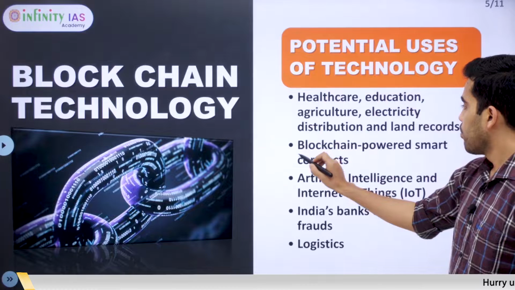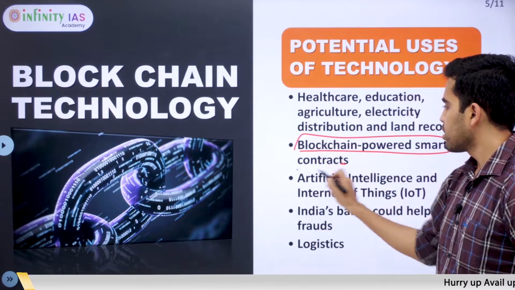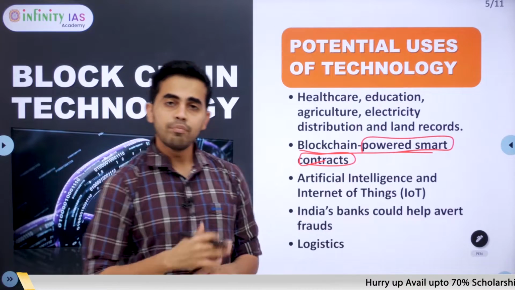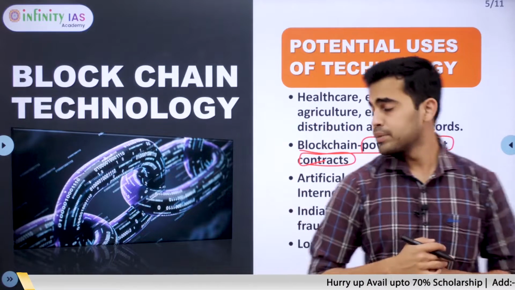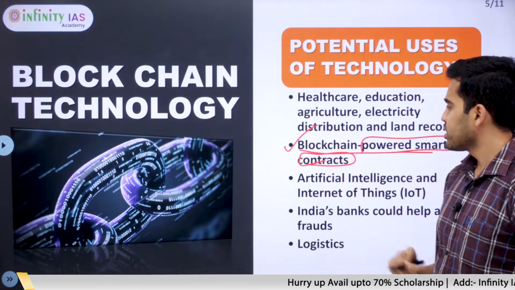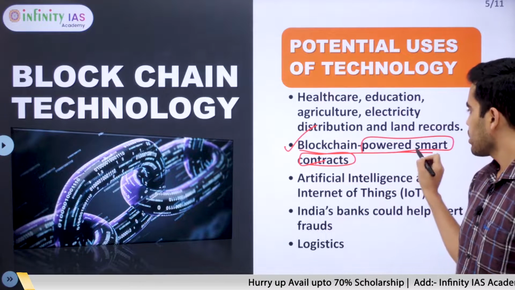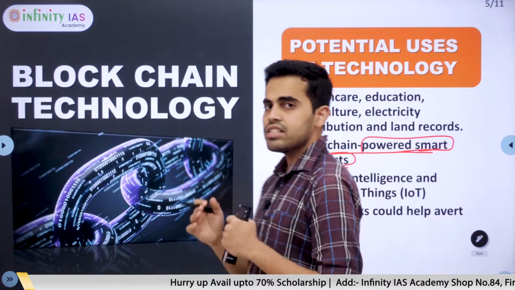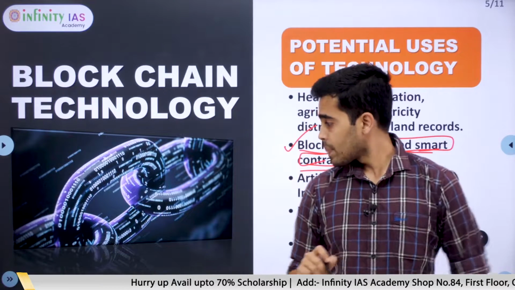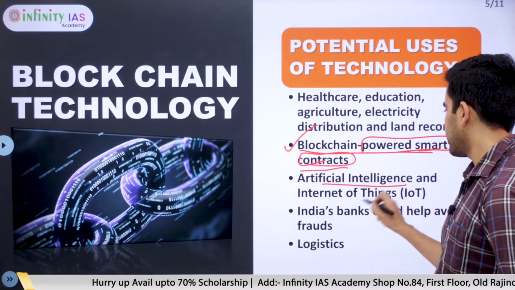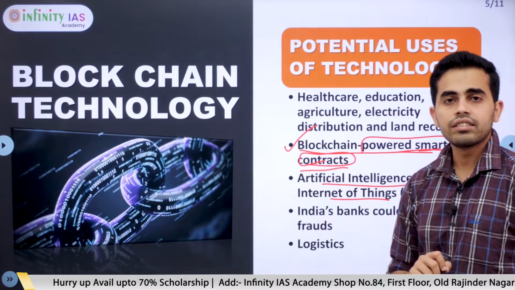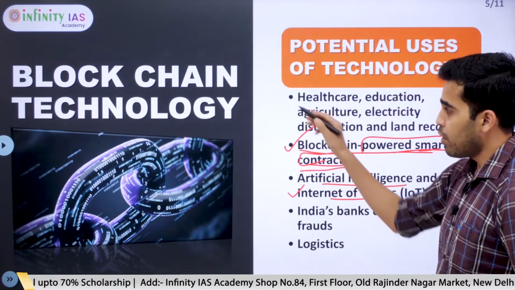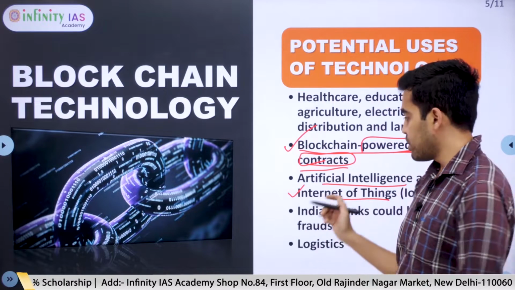Then comes blockchain powered smart contracts. Executing contracts will improve our ease of doing business. So if we can use blockchain technology in making smart contracts, we can reduce litigation in such cases. Then comes artificial intelligence and Internet of Things. Internet of Things is picking up fast and blockchain technology has even applications in it.